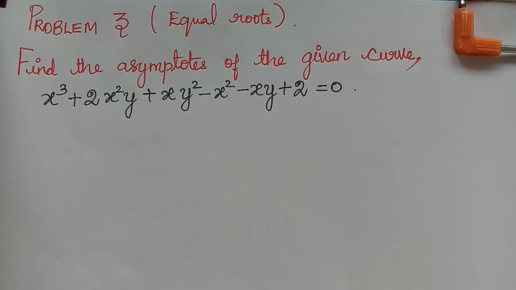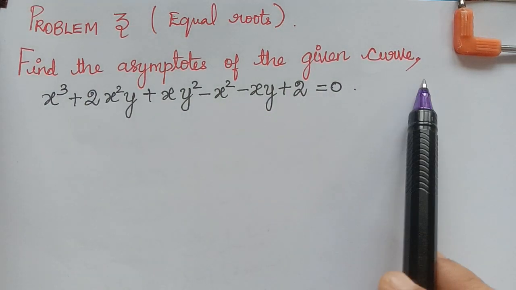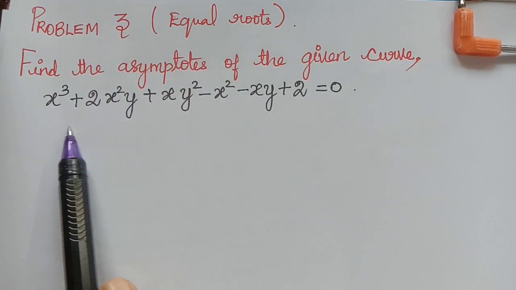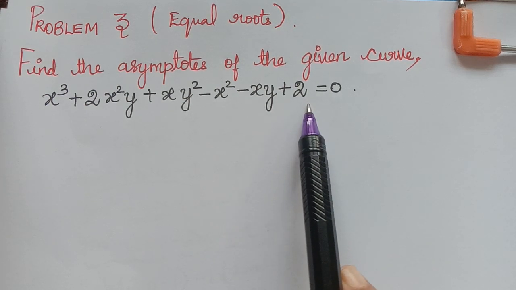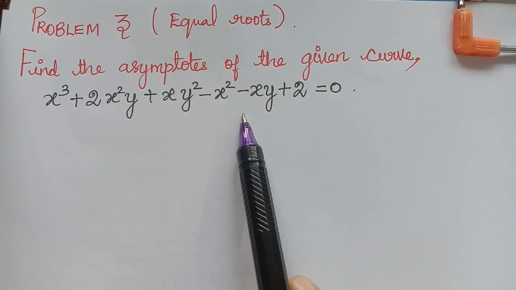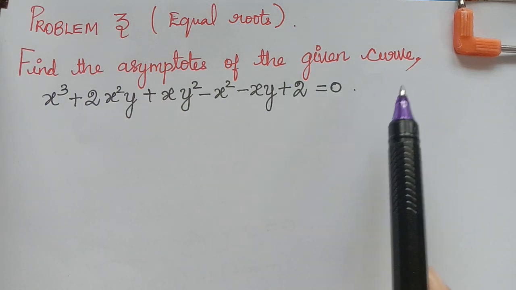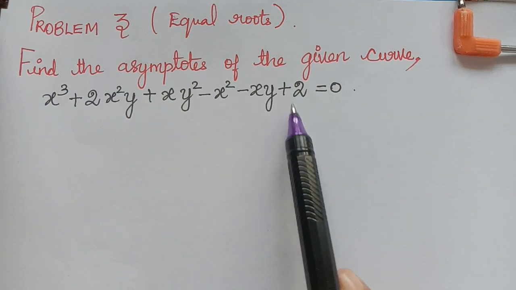So under the topic asymptotes, we have the next problem here. Find the asymptotes of the given curve. Now this problem will be a little different because this one problem is going to have both parallel asymptotes as well as oblique asymptotes. Let us see that now.